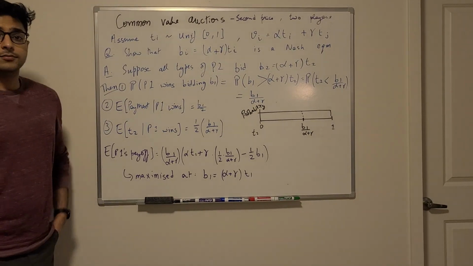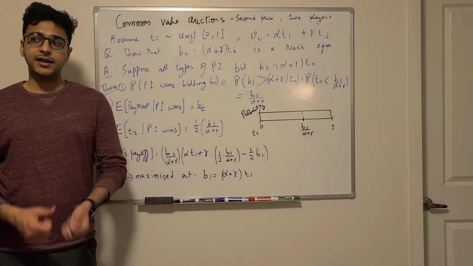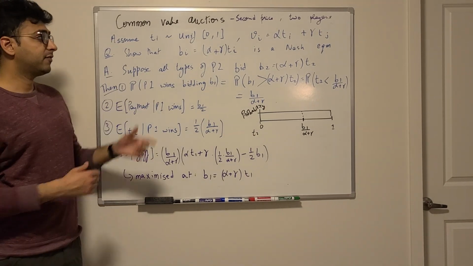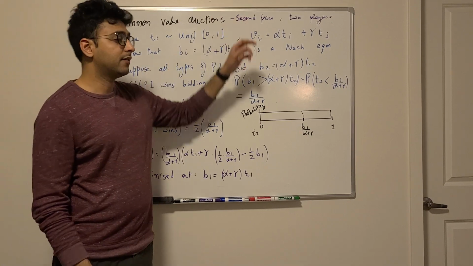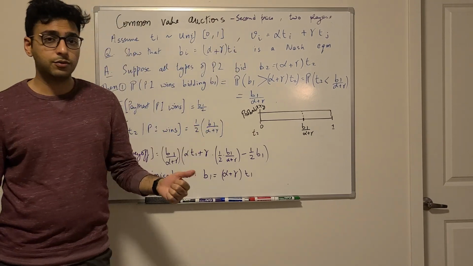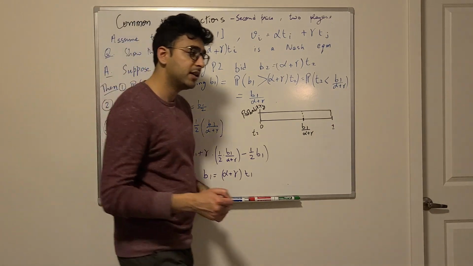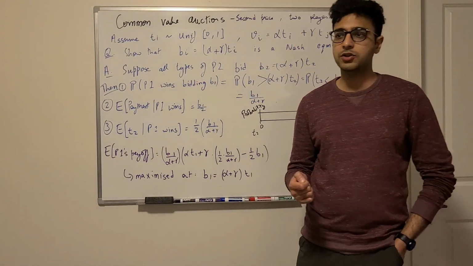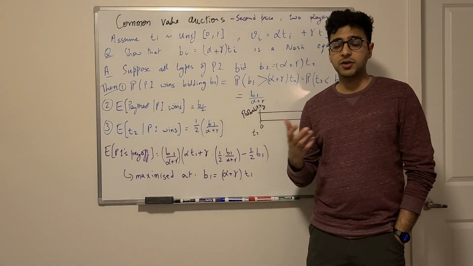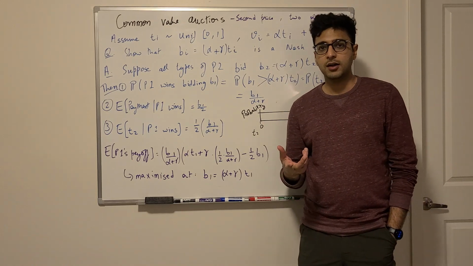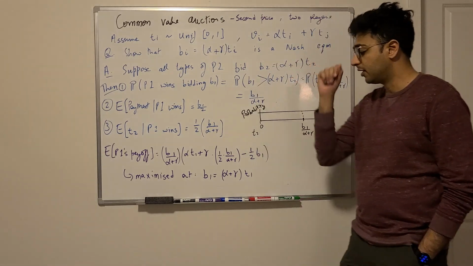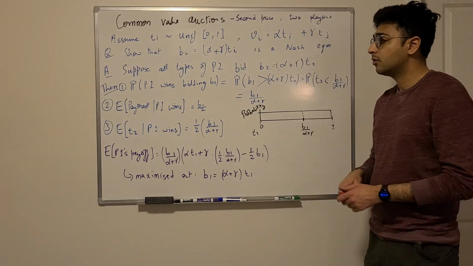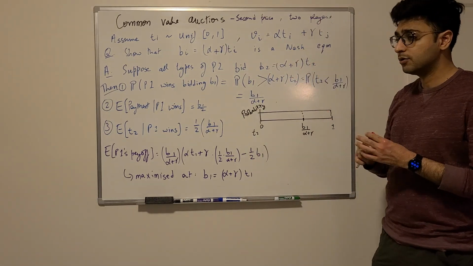Okay, so the first example of finding Nash equilibrium in common value auctions that I wanted us to consider is that of a second price auction with two players. So remember that a second price auction is one in which the winning bidder, so the person who bids the highest amount, pays the second highest price. That's why it's called a second price auction. So I want you to assume that there are two players.